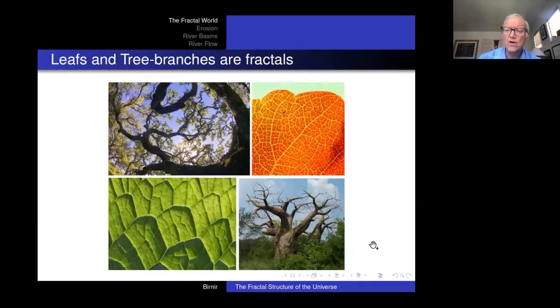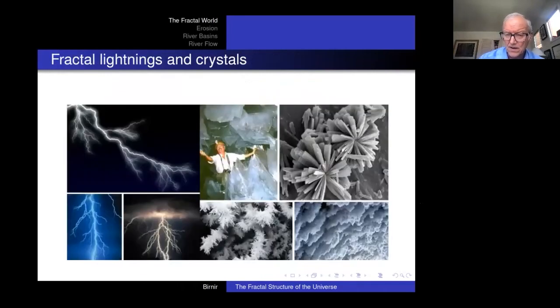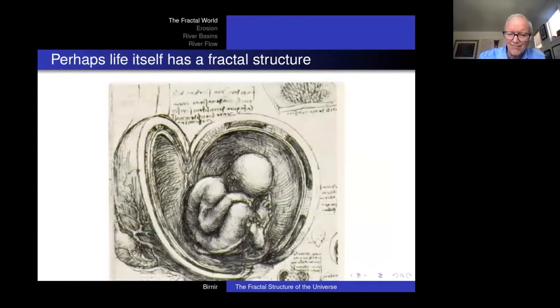And then if you look at some inanimate things in nature, like lightning, it has a fractal structure. And the way that crystals grow gives them a fractal structure as well. So lightnings have a fractal structure and crystals do. What else?